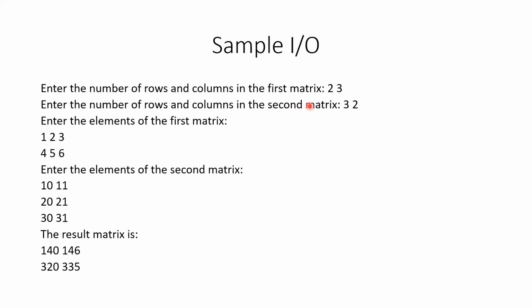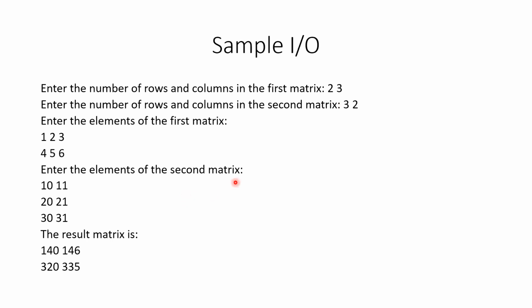That is how we are taking the input. We are first taking rows and columns of the first matrix, then rows and columns of the second matrix. Then we are taking the input from the user about what are the elements of the first matrix, what are the elements of the second matrix. Then we are multiplying and outputting the result, that is the resultant product matrix. So this is the agenda of the program that we are writing.